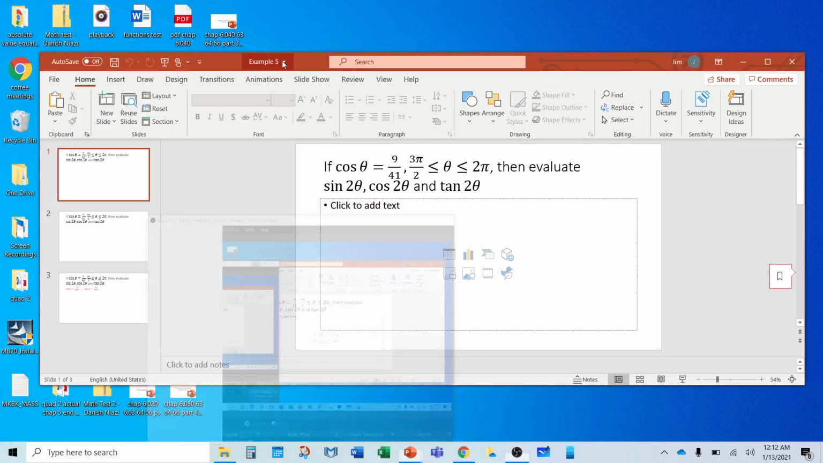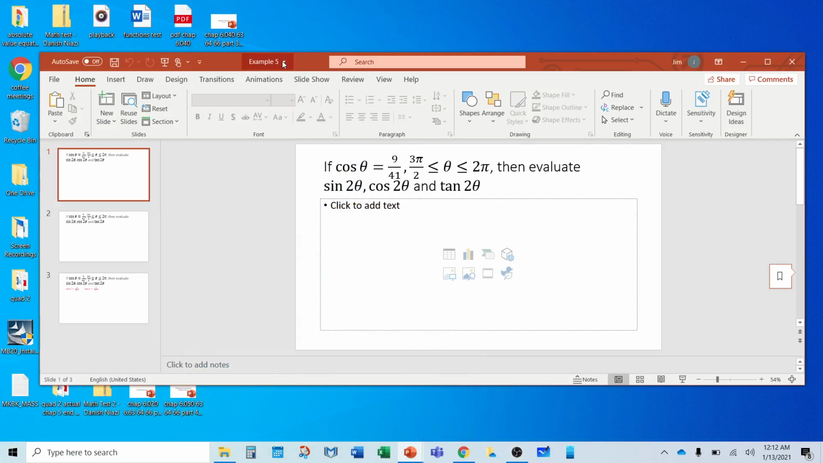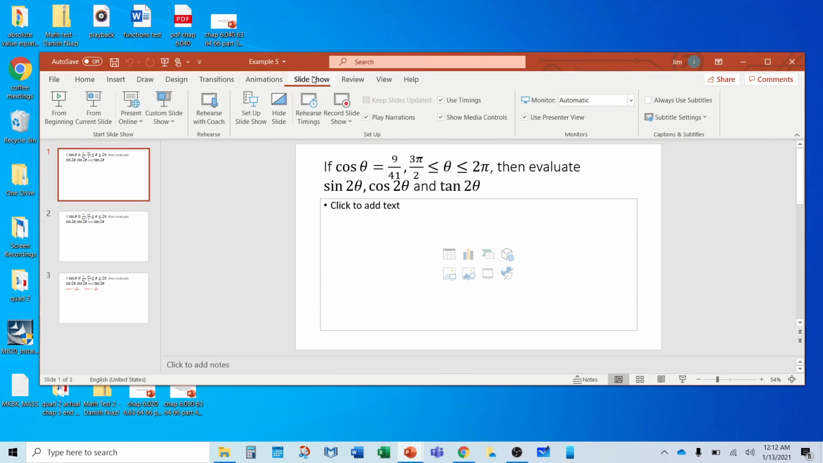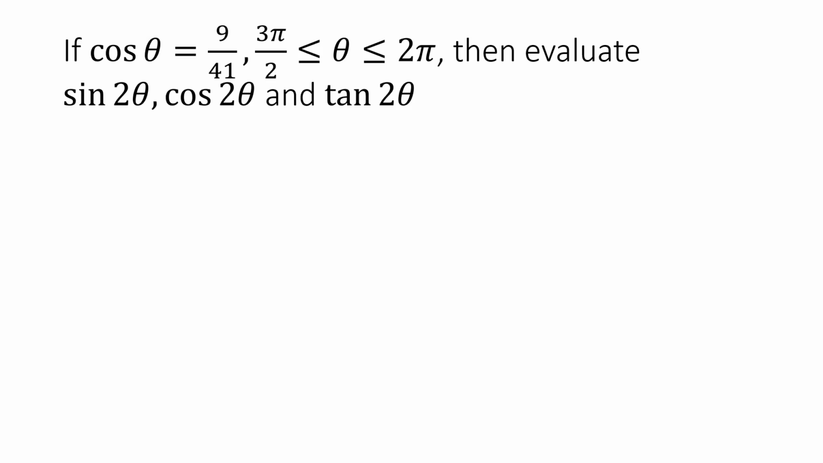In this next video, we are going to evaluate sine of 2 theta, cos of 2 theta, and tan of 2 theta, given information about the cos of theta and the quadrant that theta is in. Well, theta is in between 3 pi over 2 and 2 pi, which means theta is in quadrant 4.